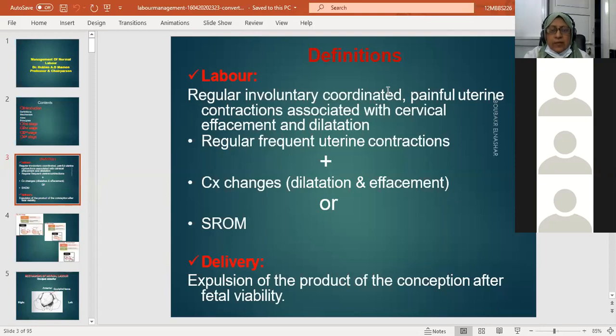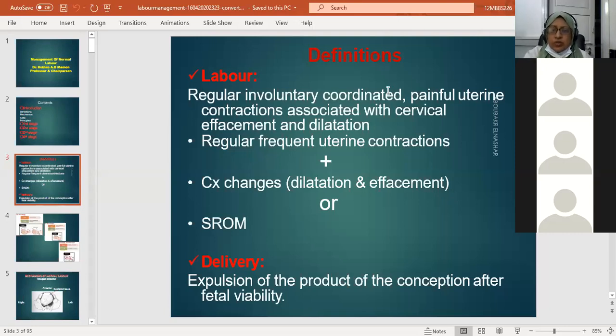But if along with the uterine contraction there are regular coordinated contractions, meaning one after another, with a short period of pause followed by the uterine contraction, and along with the uterine contraction there is a certain change in the consistency, certain change in the dilatation of the cervix, effacement of the cervix, then you can label it, this is the patient in the actual labor.